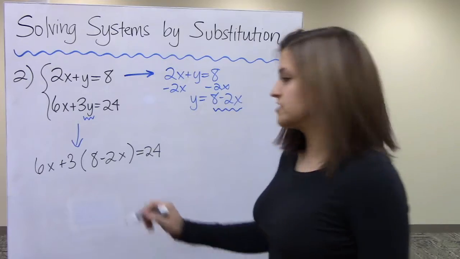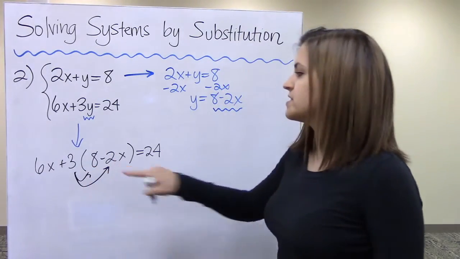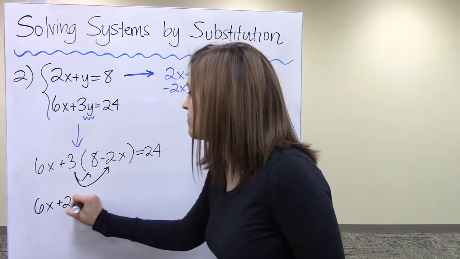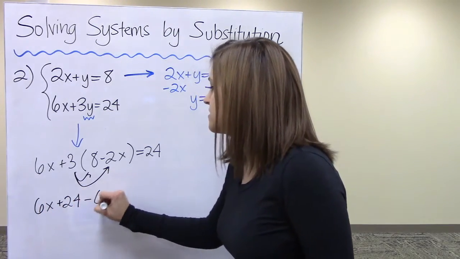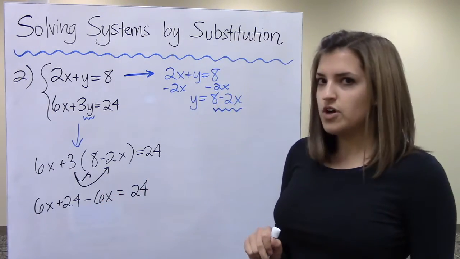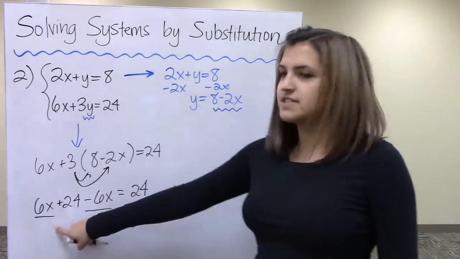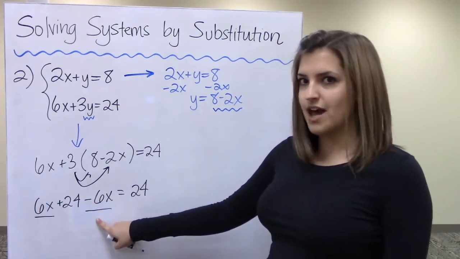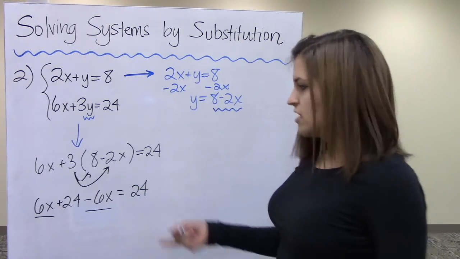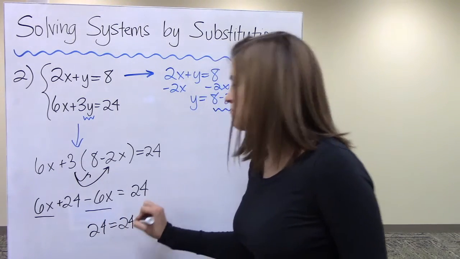Now I have to do a little distribution here. So 3 times 8 and 3 times negative 2x. And I'll get 6x plus 24 minus 6x equals 24. Now, if you notice, when I combine my like terms on this side, I have 6x minus 6x. So that just cancels. That gives me 0x, which is 0. So I'm going to end up with 24 equals 24.